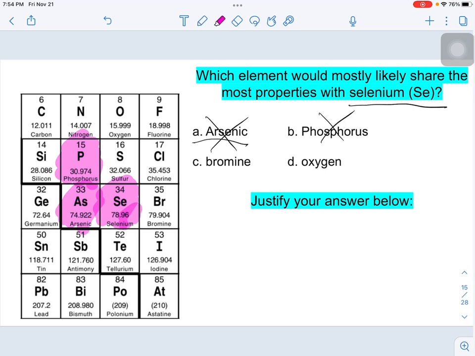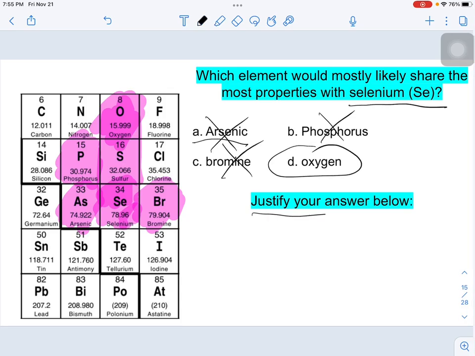Okay, let's look at bromine. Bromine is to the right of selenium, not in the same group. It's not the right answer. Finally, oxygen is in the same group as selenium, so that's going to be the right answer.